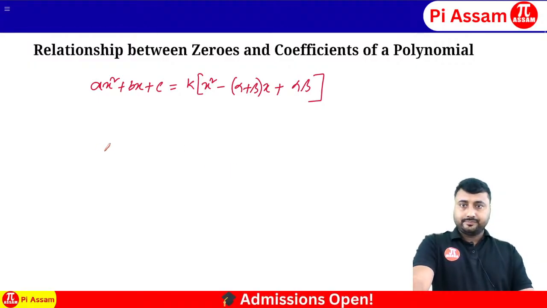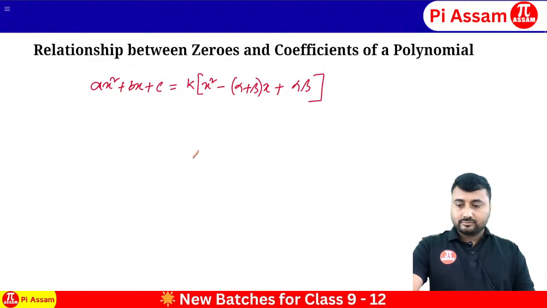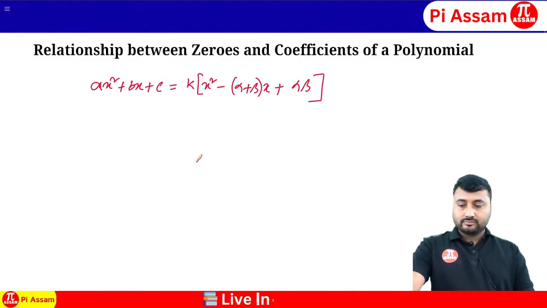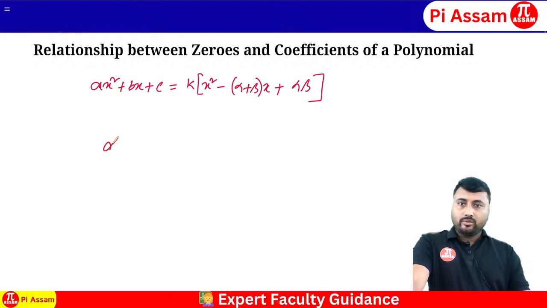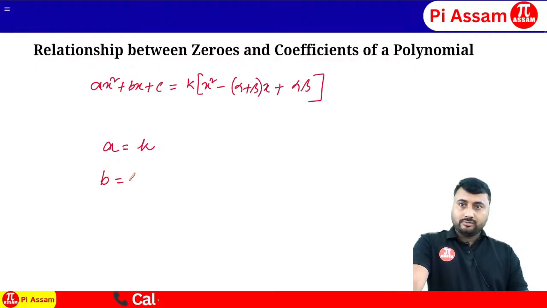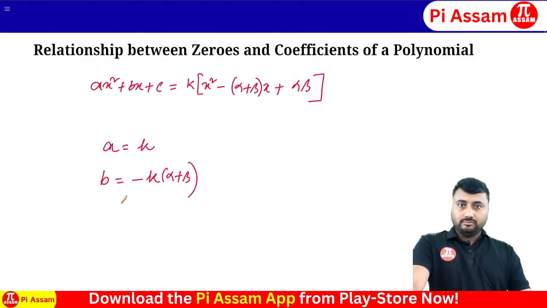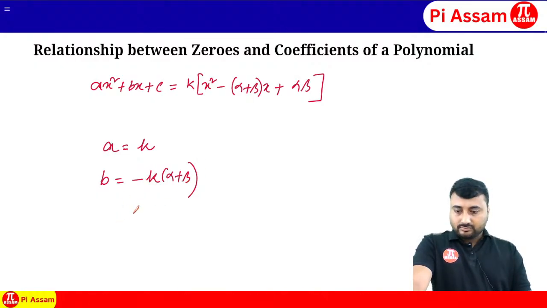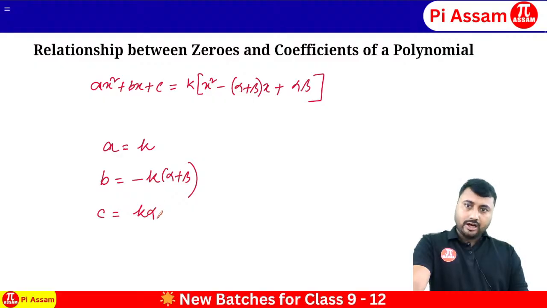So if we compare both sides, what will we get? a equal to k, b equal to minus k into (alpha plus beta), and c equal to k into alpha into beta.